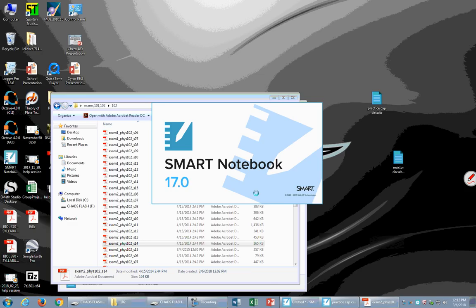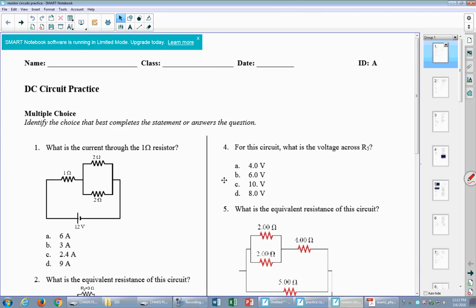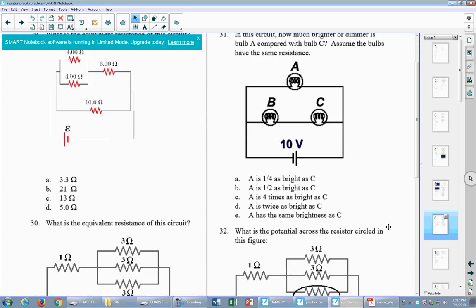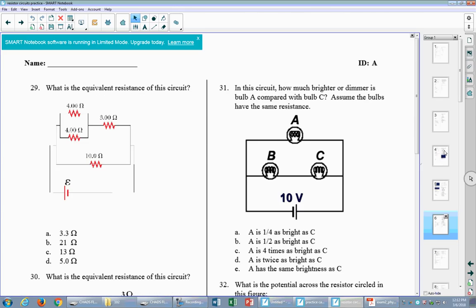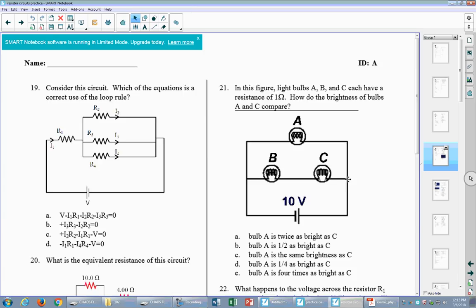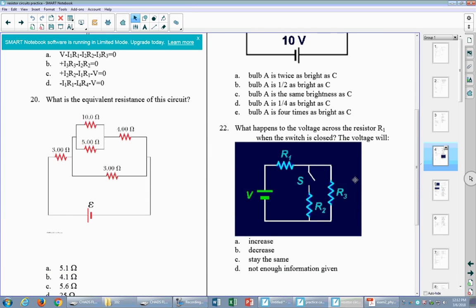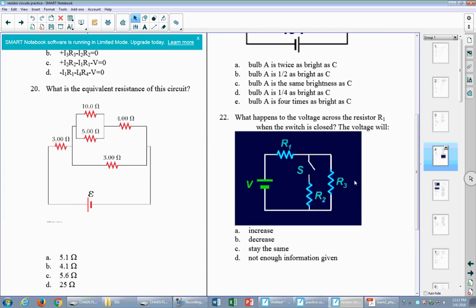Oh, yeah. Okay, let's take a look. Are they on the circuits thing, the practice? Okay. Any number in your mind? 23 through 25. I don't remember. I'm pretty sure that there are some problems like these. Number 22 as well. Yeah, okay, so what happens to the voltage across R1 when the switch is closed?